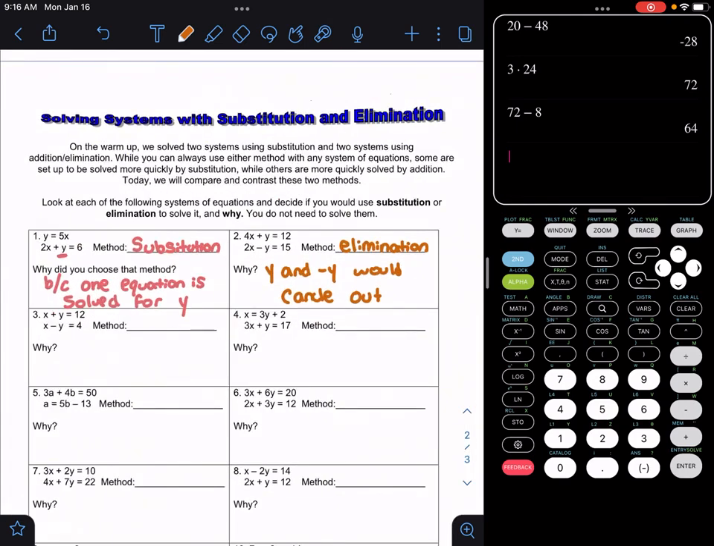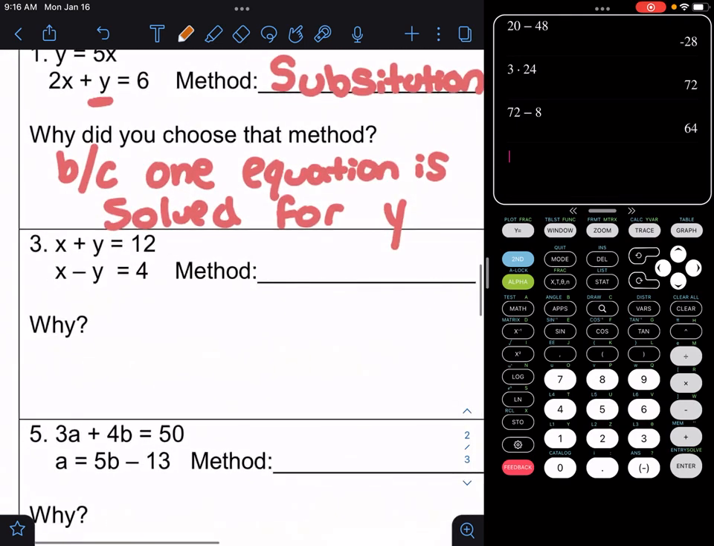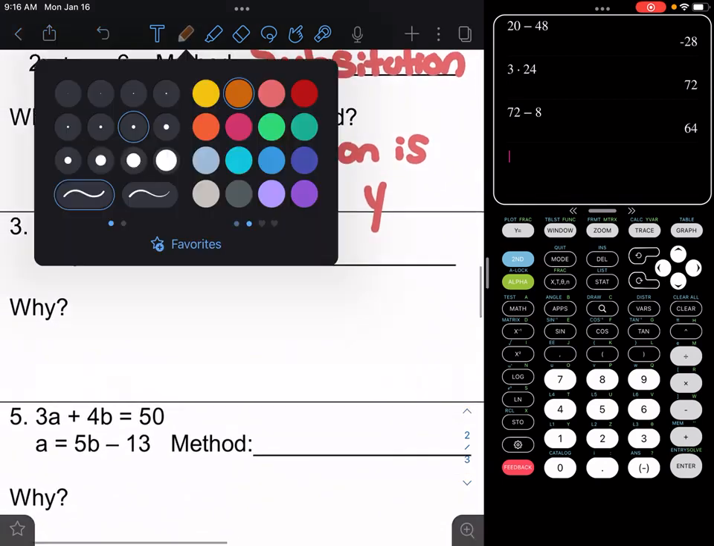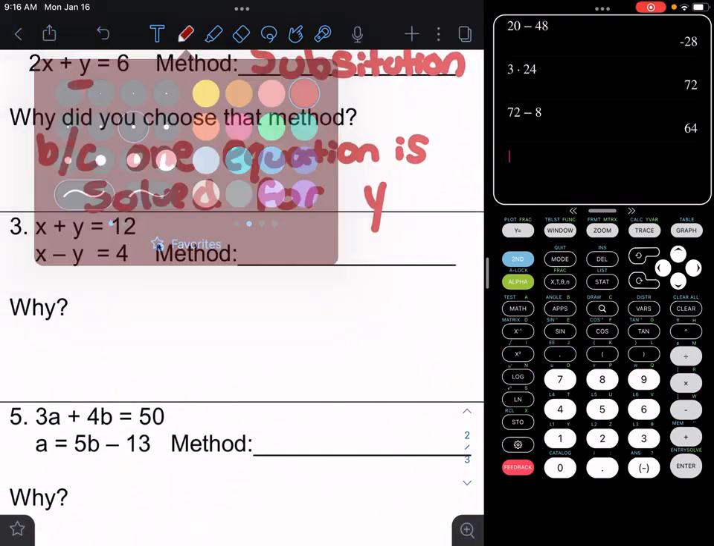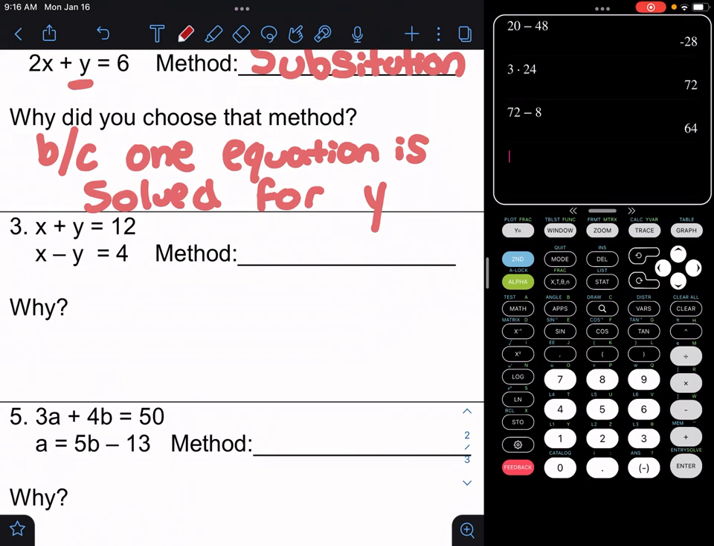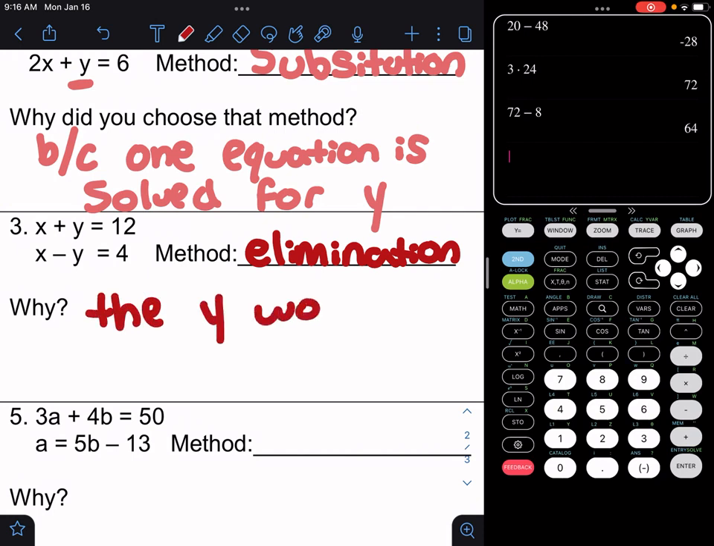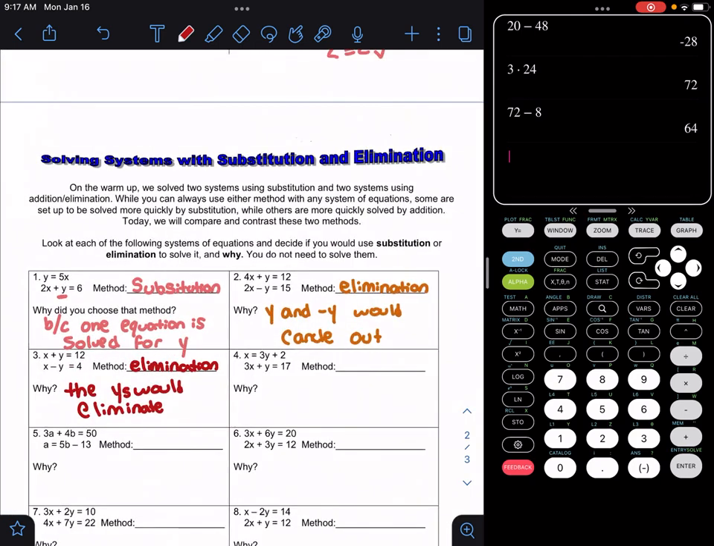Let's look at 3. Ooh, 3. This one, you can say that you would like to use the substitution method because it's easy to get one of them to be x equals or y equals. But here I think the elimination method is even easier. And why? Because the y's would eliminate. It would be easy to eliminate the y since we have a positive 1y and a negative 1y.